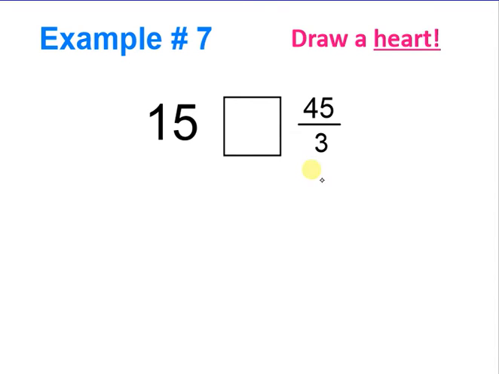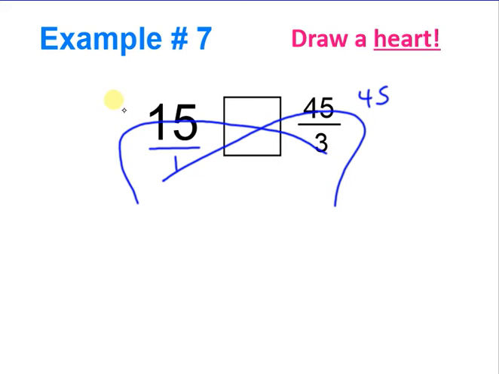All right, let's take a look at this one here. So we're going to put the 15 over 1. So 1 times 45 is 45. 3 times 15 is 45. So 45 and 45 are equal.